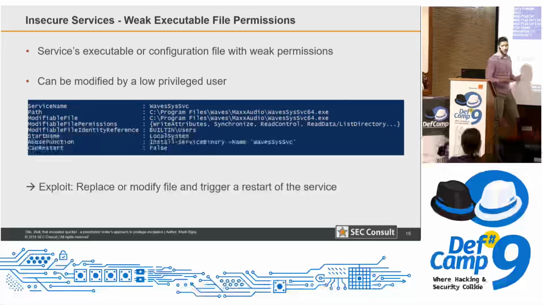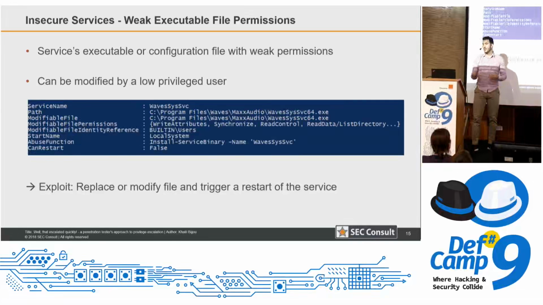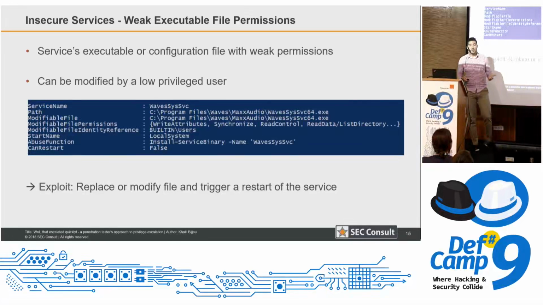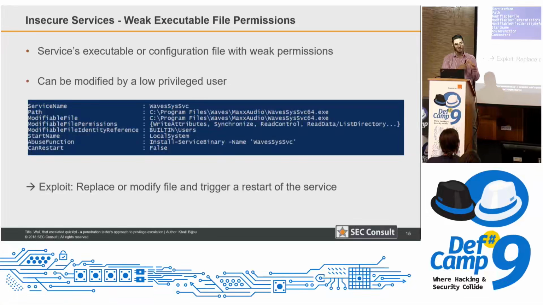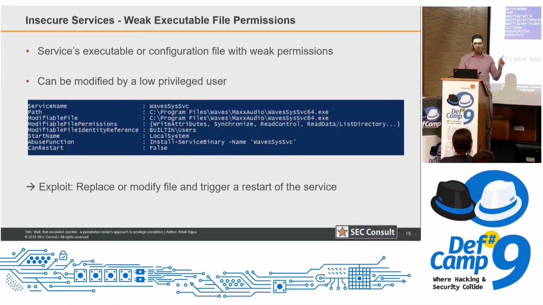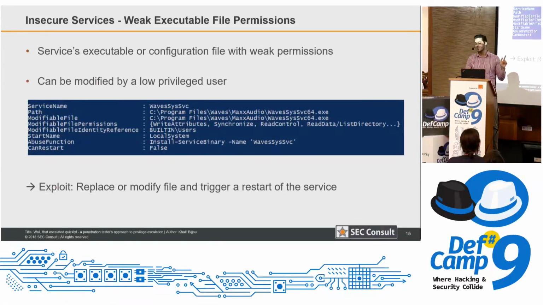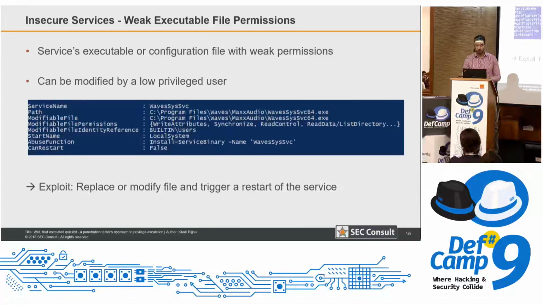So we, with our low privileged user, can go ahead and just modify or replace the file and put in our malicious code. The next time this service is started, our malicious payload will be executed with system privileges. How do we restart the service? We could either reboot the system, or we could, if we have the privileges, use the SC tool to restart the service.